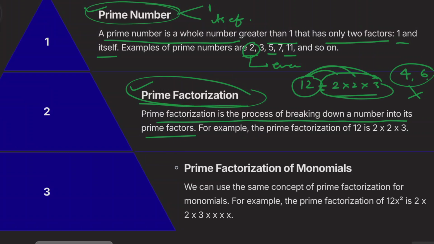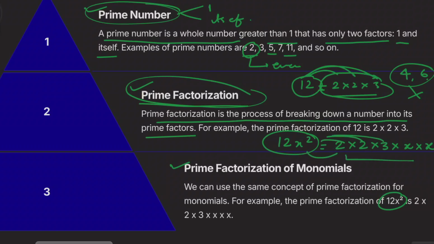So the next topic is prime factorization of monomials. Monomials, as we know, are single terms. So we can use the same concept of prime factorization for monomials. For example, the prime factorization of 12x square is 2 into 2 into 3 into x into x. So we have written this monomial into its constituent prime numbers. So this is known as prime factorization.